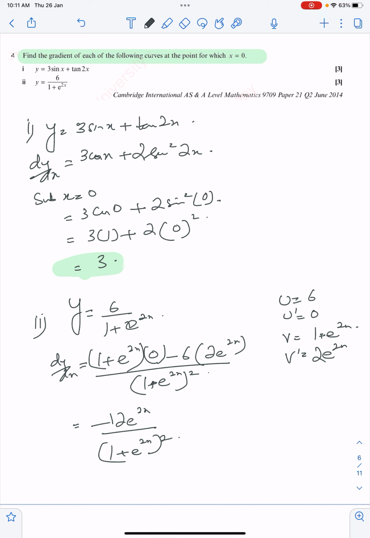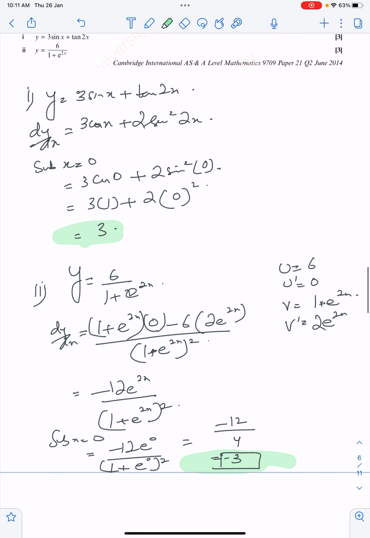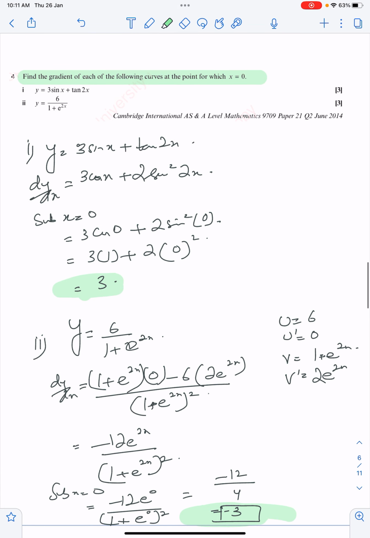Now we're going to substitute x equals 0 in this. Substituting x equals 0, it will become minus 12 e to the power 0, which is a 1, upon 1 plus e to the power 0, the whole square. This will become minus 12 upon 1 plus anything to the power 0, which is 1 only. 1 plus 1 is 2. 2 square is 4. So the answer is minus 3. Okay, moving on to question number 5 then.